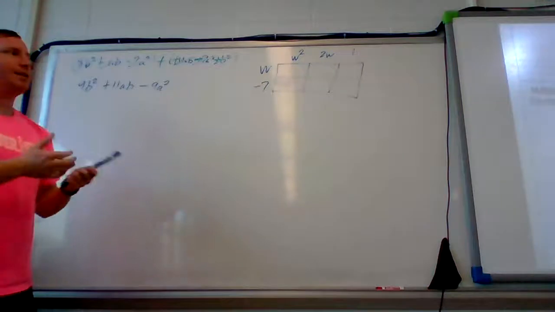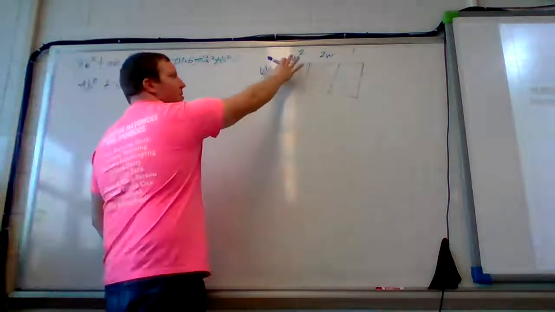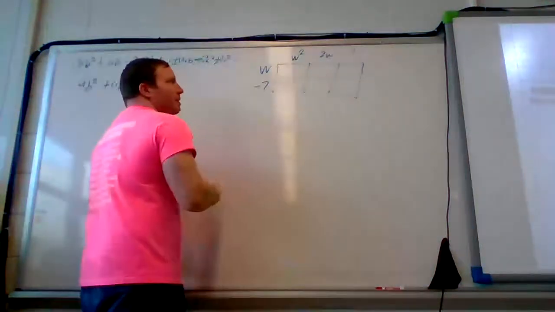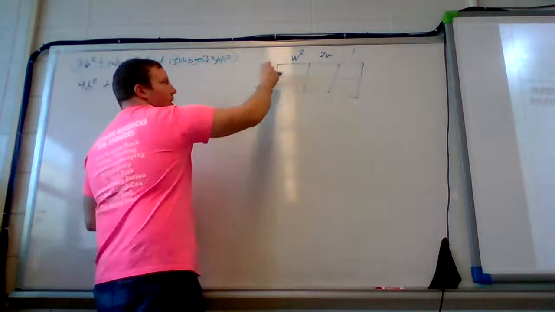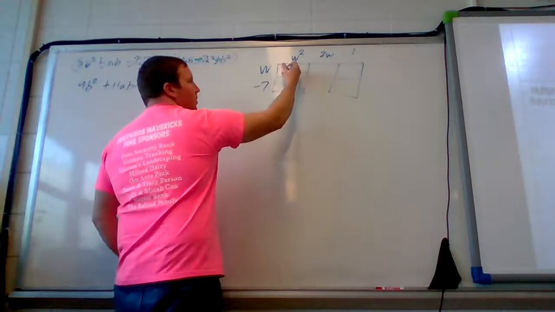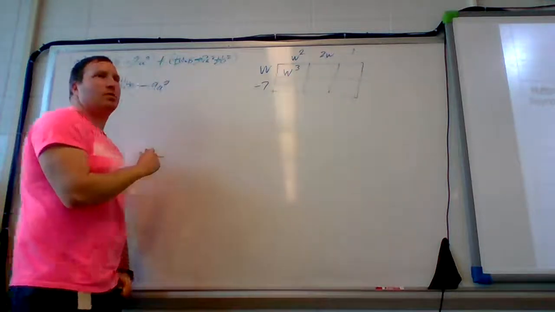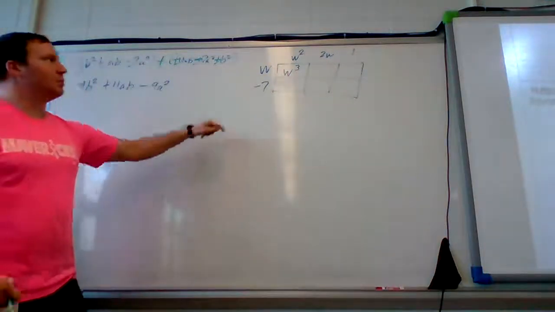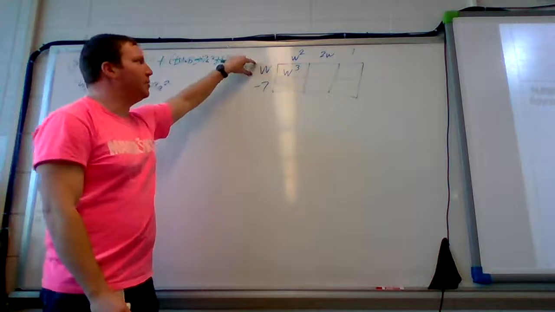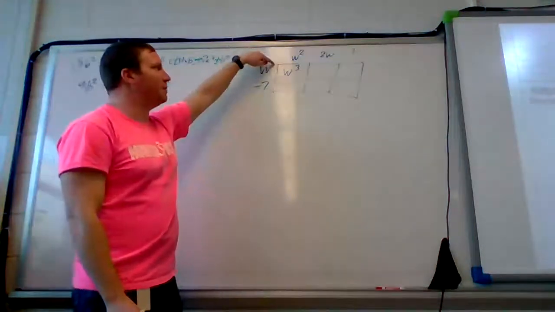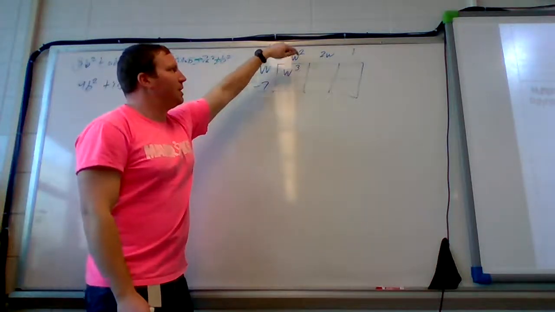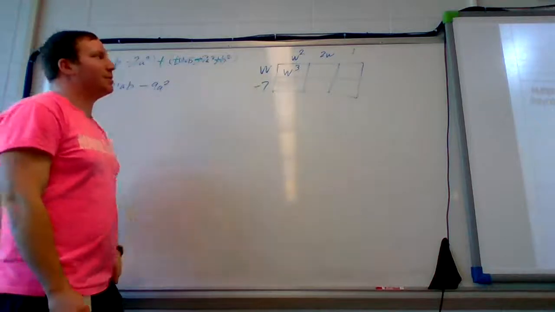To get inside the box is where we multiply. So we're going to take all of our terms and multiply them in. So we have w times w squared. When you multiply variables, we add our exponents. So we have a w to the first power times w squared. So we add those two exponents, we get w to the third power.